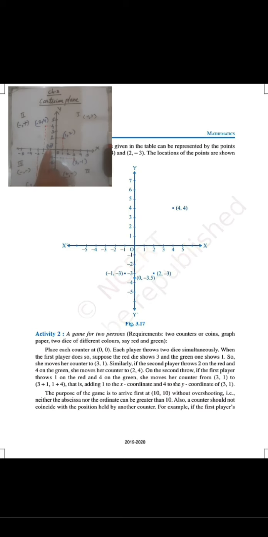Now this point, (-1, 0), is not in any quadrant. Remember one thing: whenever a point is on a line, it will not be counted in any of the quadrants. That means (-1, 0) will not be counted in the second or third quadrant. Similarly, in this way we can plot a point.